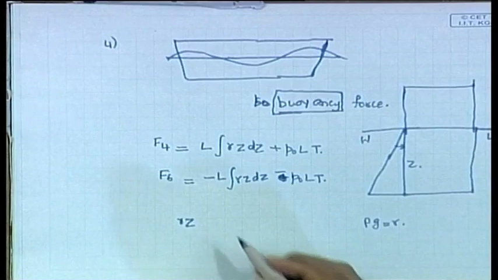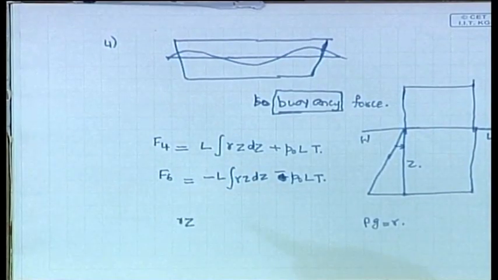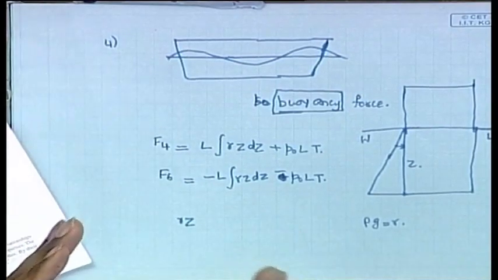Now, as you can see, F4 and F6 are cancelling each other. That is obviously true, because just because you put a block there, it will not move to this side or this side. It can only move up or down, which shows that the forces must be balancing in the two directions. So obviously F4 and F6 cancel each other, and we are just showing it mathematically.